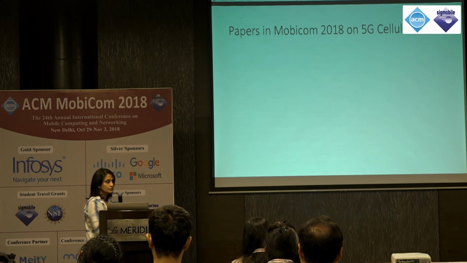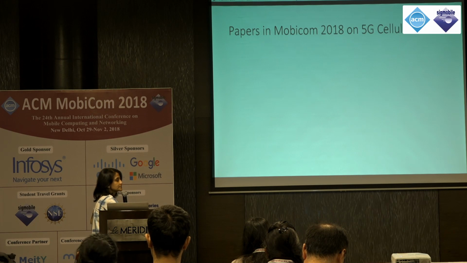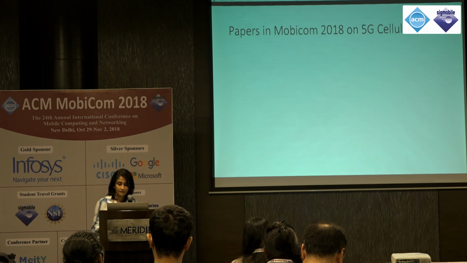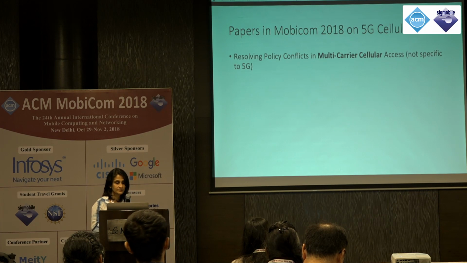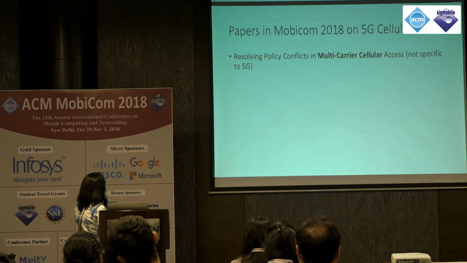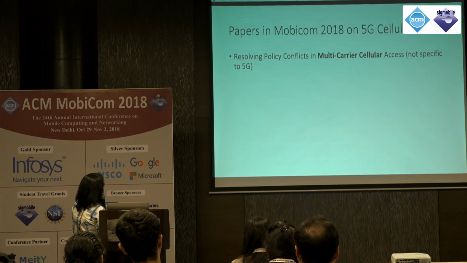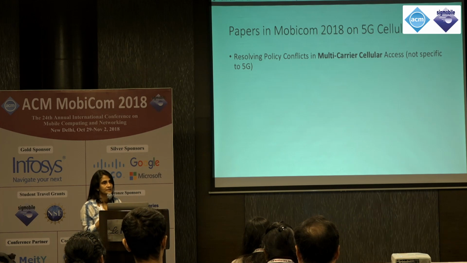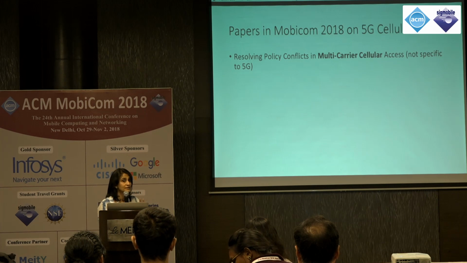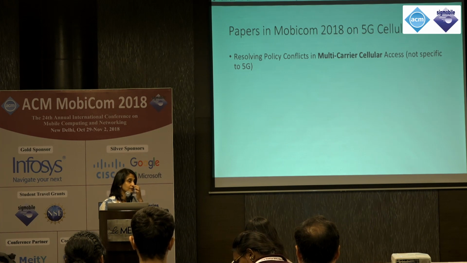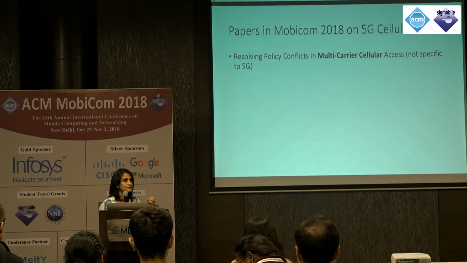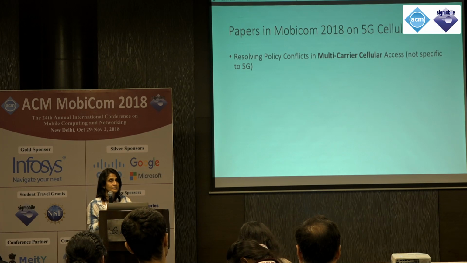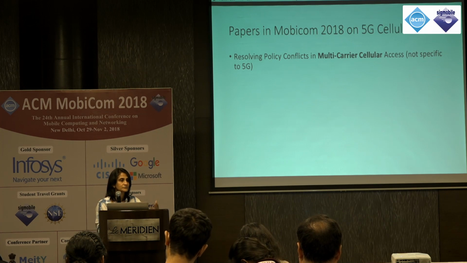So to conclude, let me just go through the list of papers that we have in this particular MobiCom around this topic in the 5G cellular session. The first one is resolving policy conflicts in multi-carrier cellular access. This paper really talks about the challenges when today you really can't do that very well. You cannot hand off a call from a Sprint network to an AT&T network. But there are hooks in 5G that may allow you to do that.